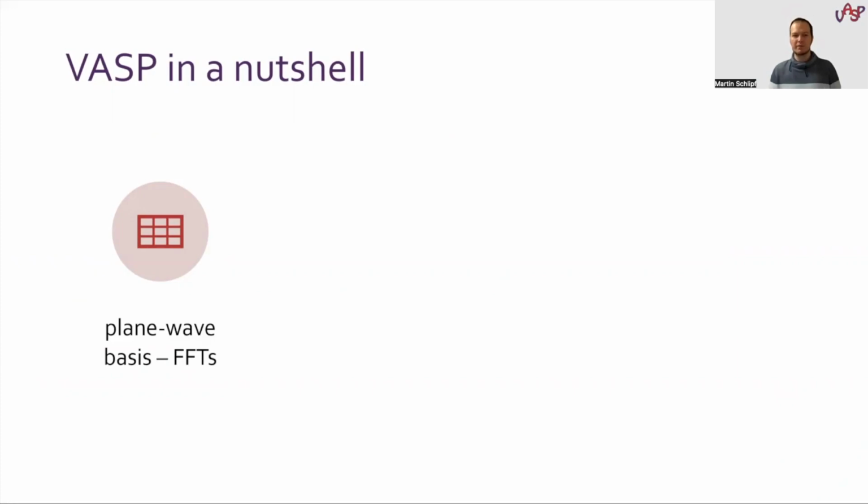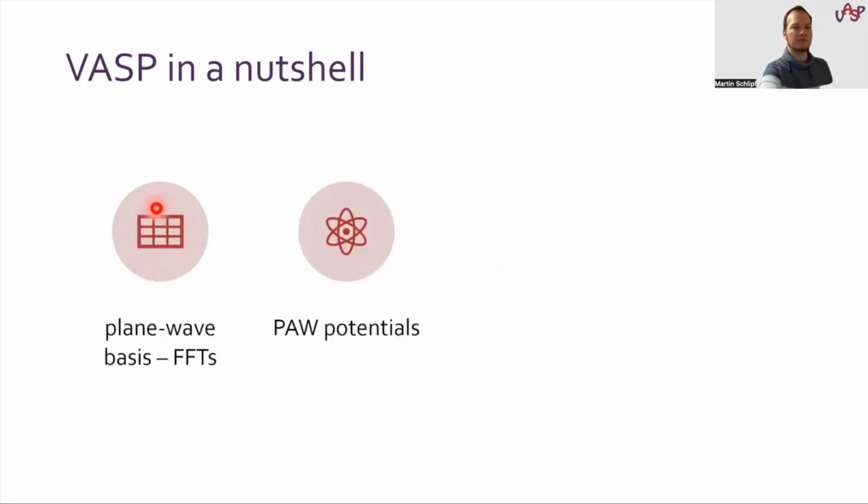So VASP is a plane wave code. That means that all quantities are expressed on a regular grid in real and reciprocal space. So to communicate between the two grids, we use fast Fourier transforms to go from real to reciprocal space and vice versa. So we need very efficient FFTs. Because this grid is not dense enough to represent a true atomic orbital, we use PAW potentials, where the true atomic orbital is pseudoized, and then we have a construction mechanism to reconstruct the original orbital using projectors.